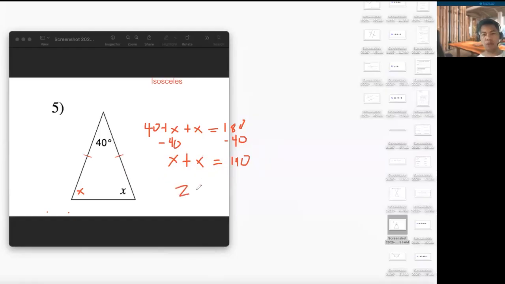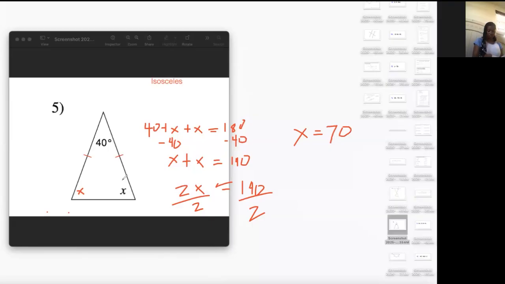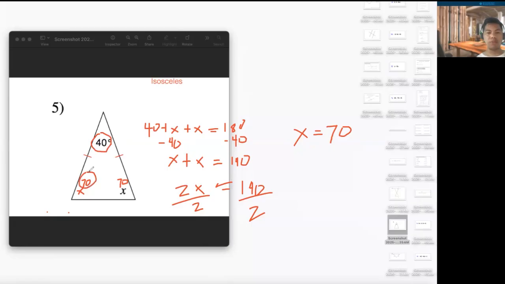So yeah, you can do what you usually do. You can write 2x equals 140, and then you divide both sides by 2. So you'll have x as, what's x? 70, right? So you can check your answer. So this must be 70. This must be 70. You can check your answer by adding all of them. Would they add up to 180? So you add them, 40 plus 70 plus 70. Yeah, they add up to 180.